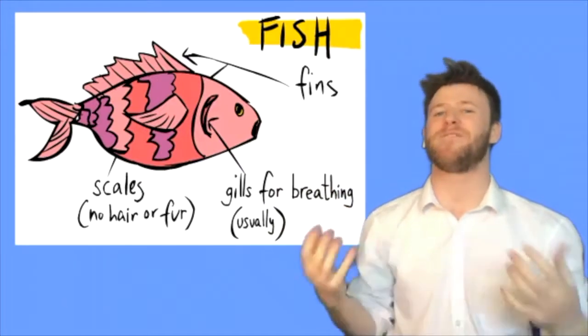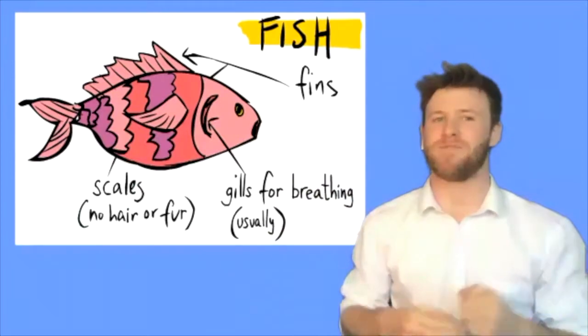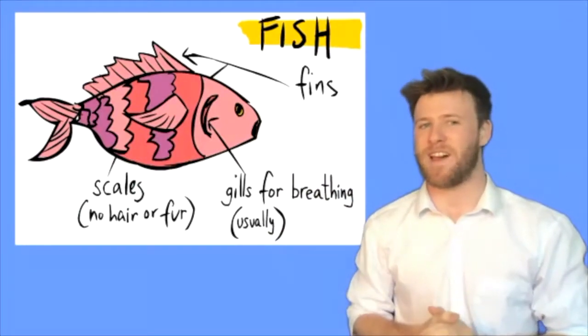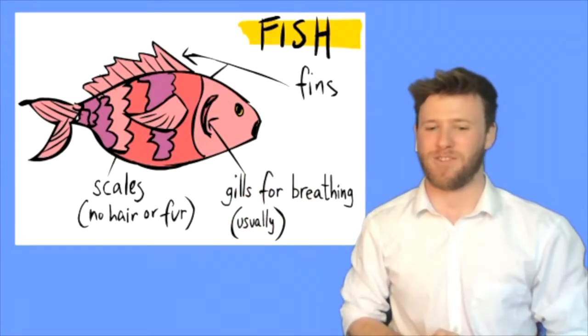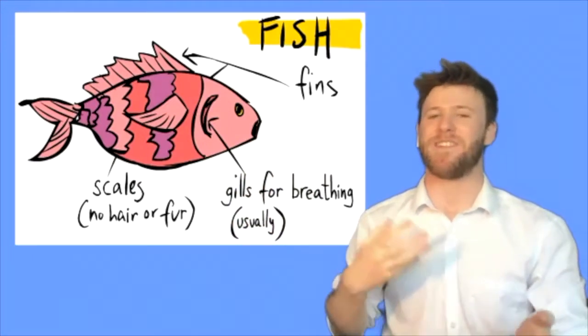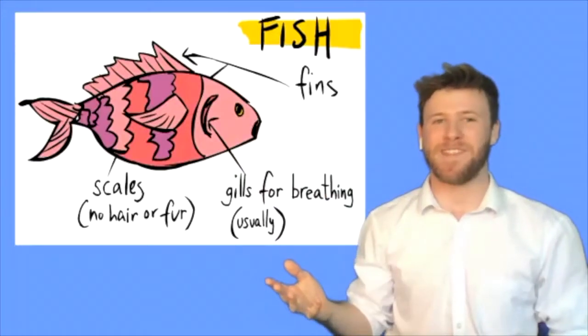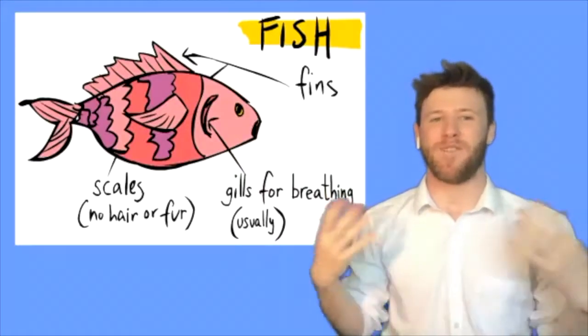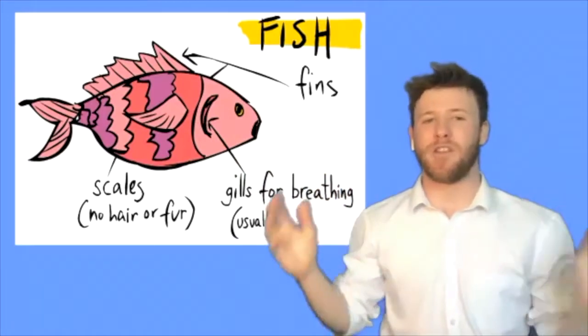Fins as well, because fish live in the water, they need to be able to move around and swim about, and they do this using the fins on the side and the fins on their tail as well, and on top of the fish. Scales is another big difference between fish, birds, and mammals. Instead of having feathers, fur, things like that, they tend to have scales. So that's another group that we can put.